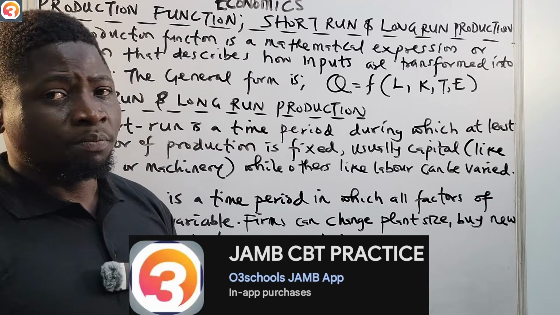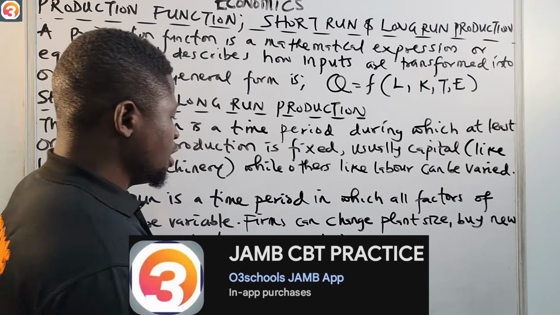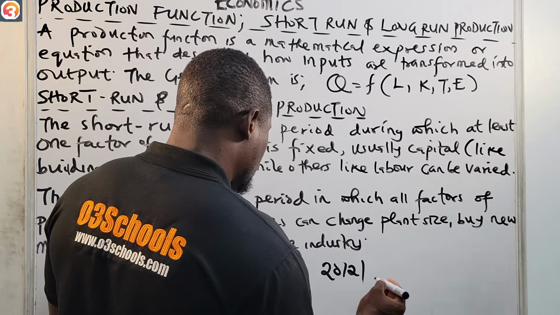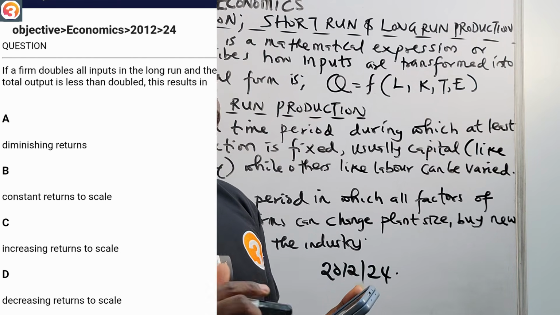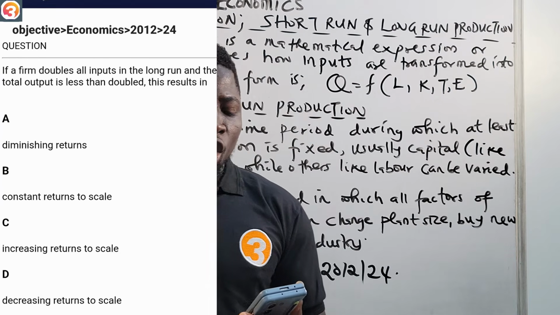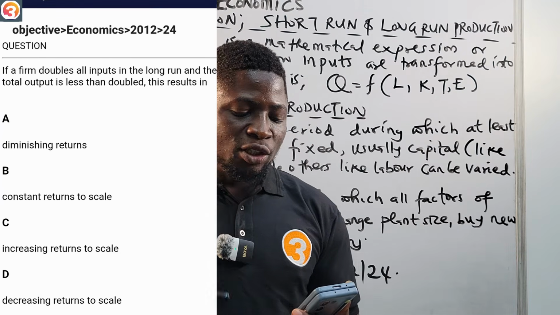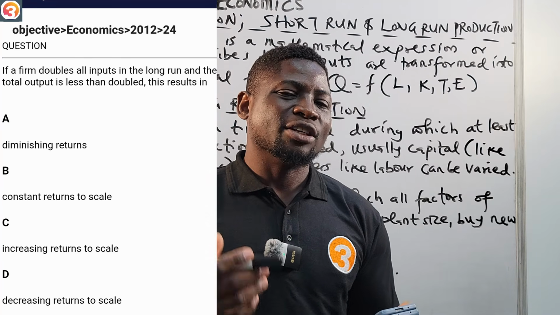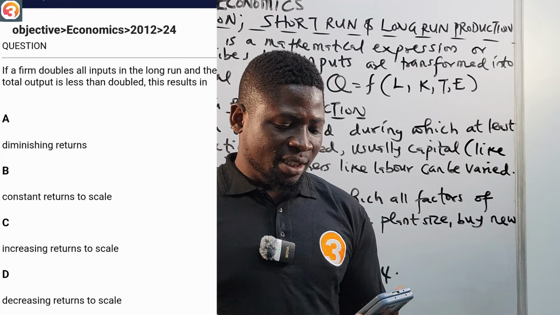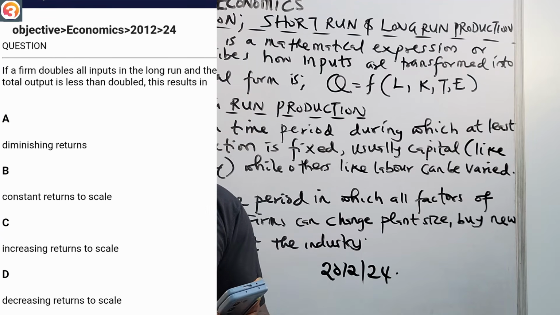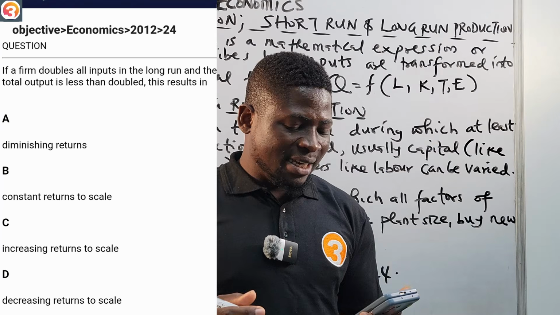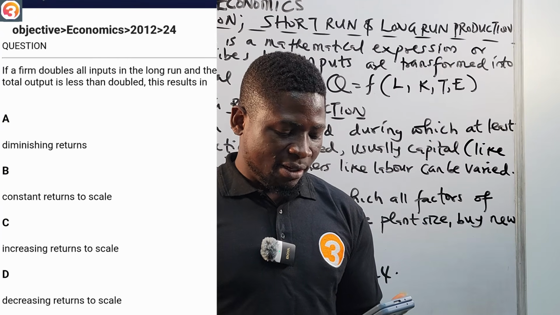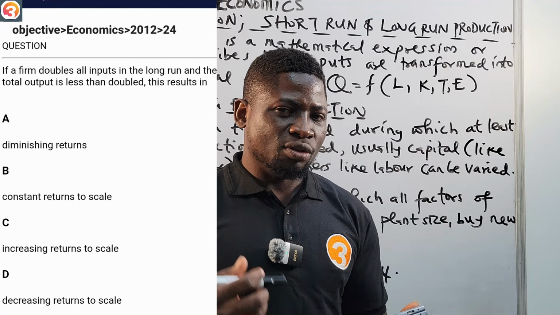Let us see a JAMB past question from the O3 Schools app. This is a 2012 question number 24. It is being displayed on your screen right now. It says that if a firm doubles all inputs in the long run, and the total output is less than doubled, this results in A, diminishing returns, B, constant returns to scale, C, increasing returns to scale, D, decreasing returns to scale.